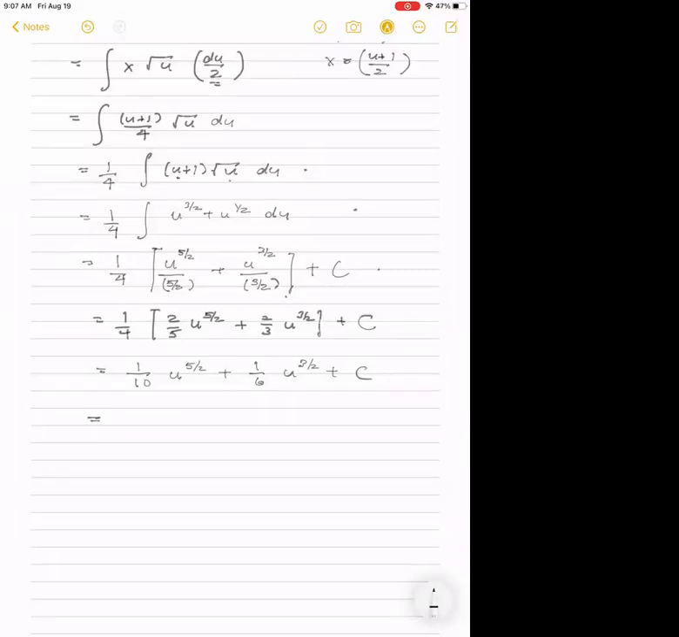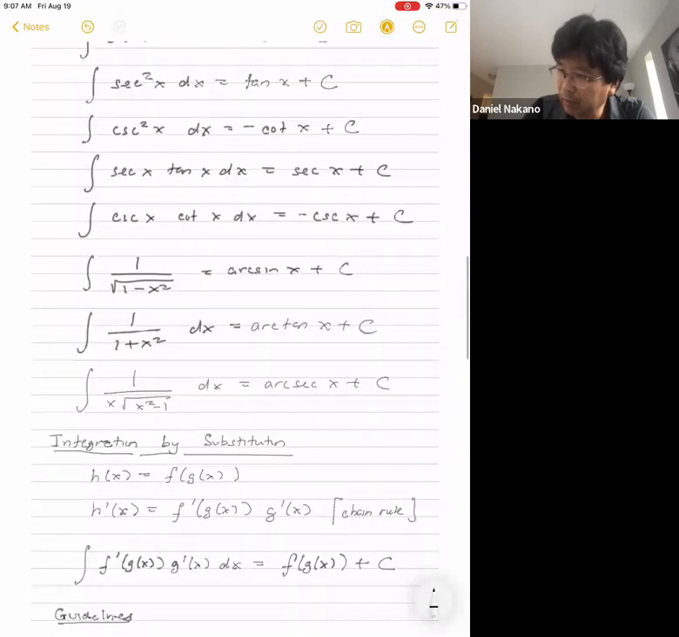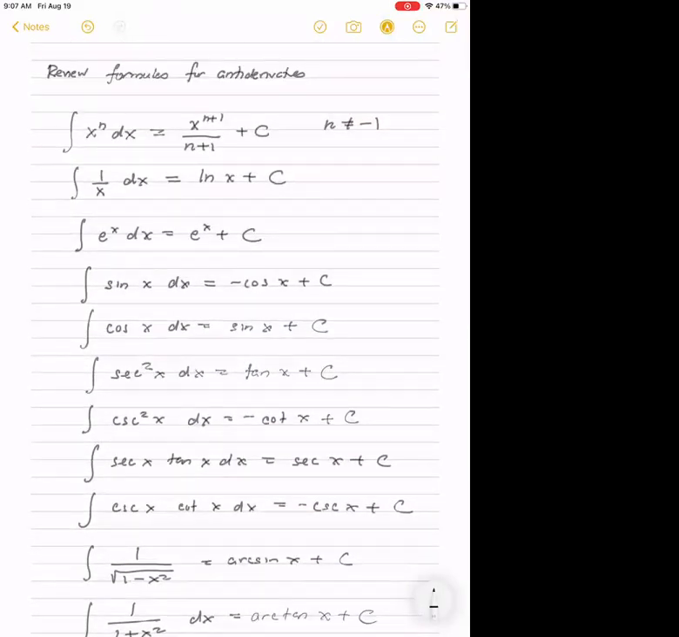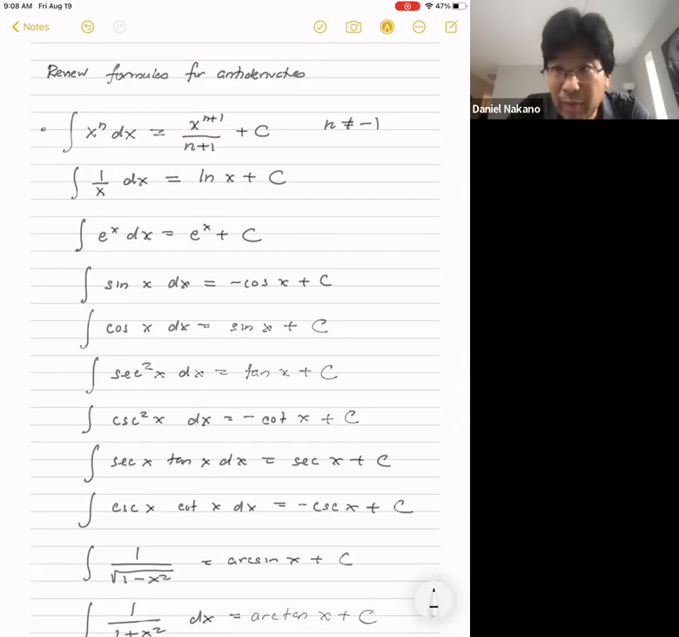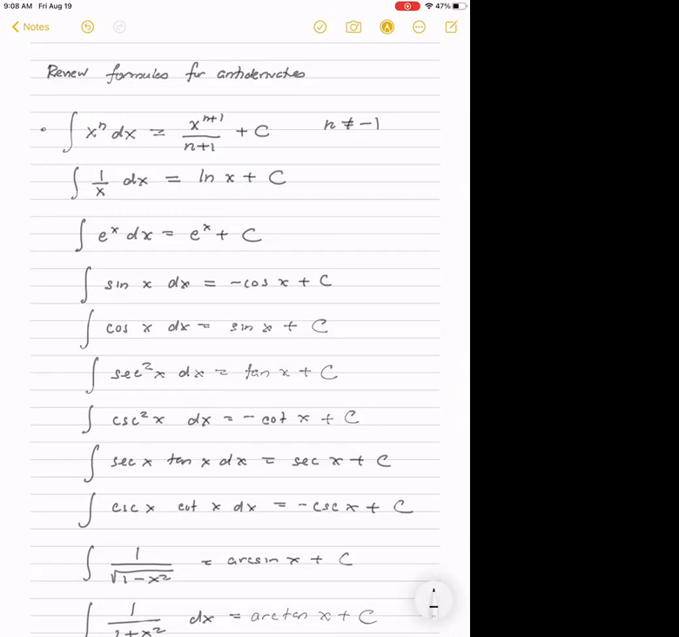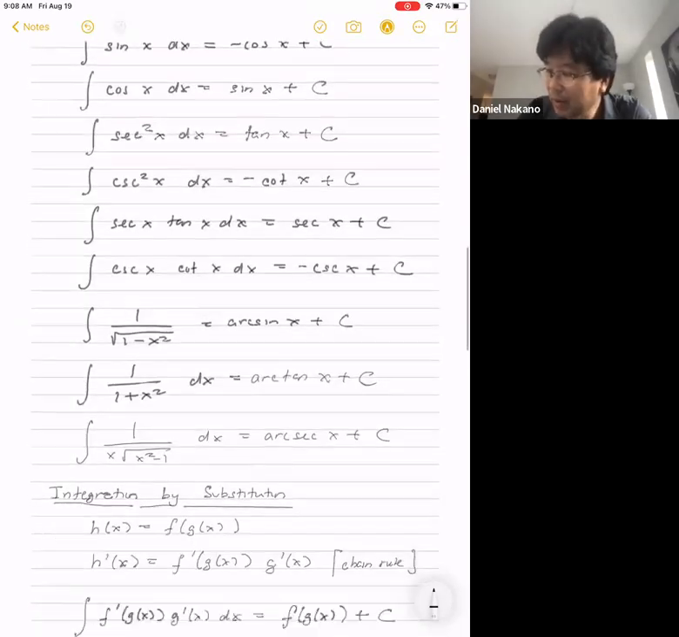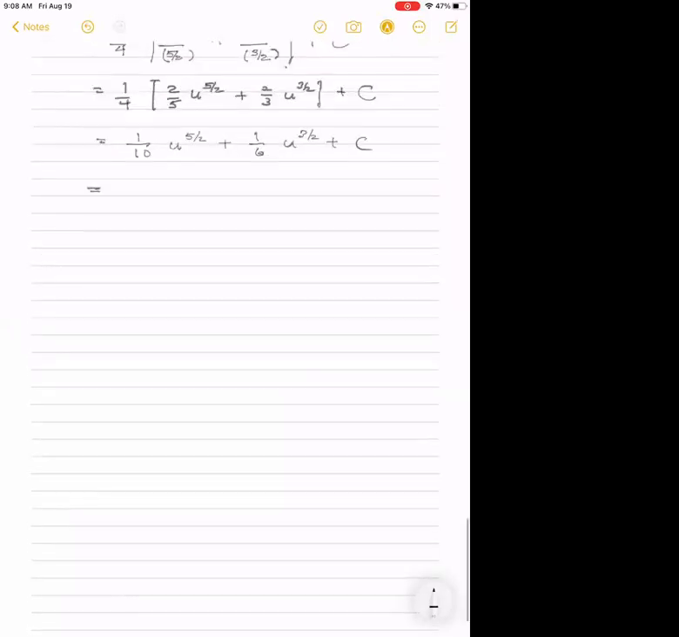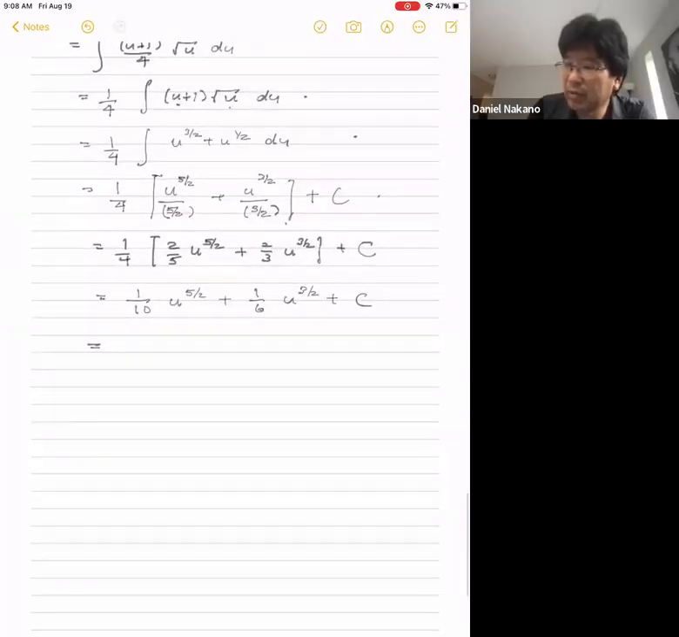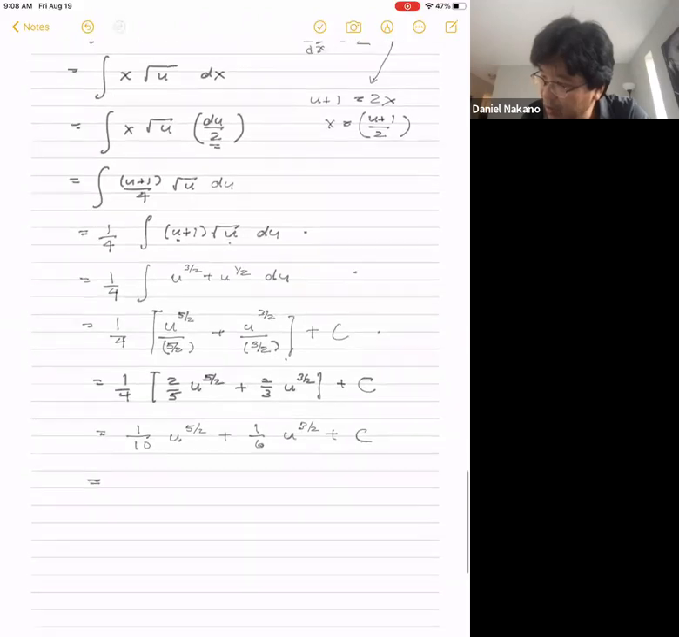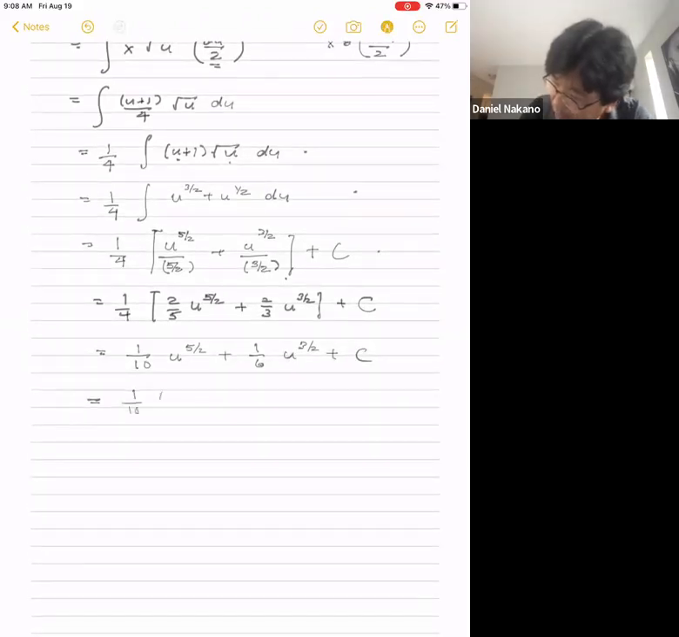Yeah. So I just used the rule that I had back, like right here. I'm using this rule here. You add 1 to the power and you divide by the new power. That's how you find the antiderivative of any x to some power. So that's what I did. Add 1 to 3 halves, divide by the new power. All right, now we're good. So we can actually put in the 2x minus 1 in here. So 1/10 (2x minus 1) to the 5 halves plus 1/6 (2x minus 1) to the 3 halves plus c.